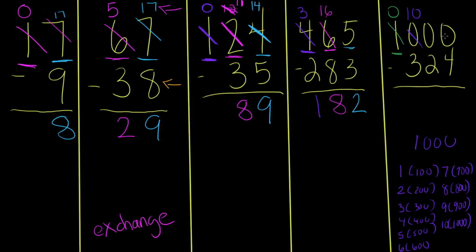Okay, now we're going to do the same thing because we can't subtract in our tens place. So we need to exchange one of those hundreds for 10 tens. Okay, and we're going to do the same thing again. We're going to exchange one of those tens for 10 ones. And now we can do our subtraction. 10 minus 4, that's going to be 6. 9 minus 2, that's going to be 7. 9 minus 3, that's going to be 6. And 0 minus nothing, that's just going to be 0.